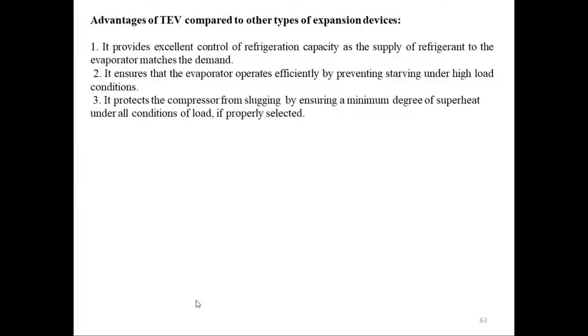So that was all about the thermostatic expansion valve. I hope the videos are good enough to explain its construction and its working principle.